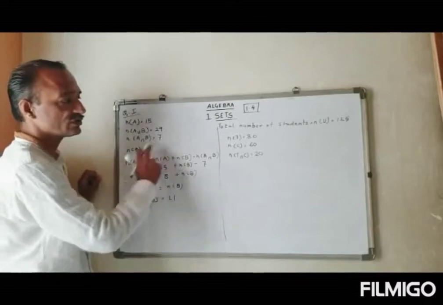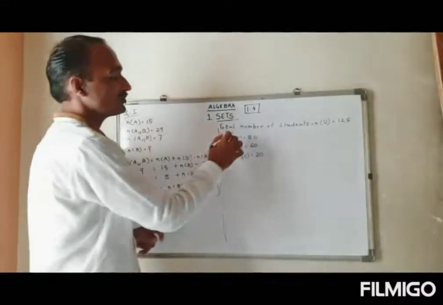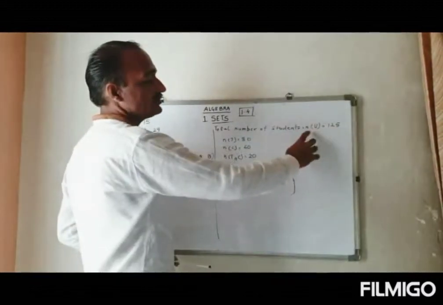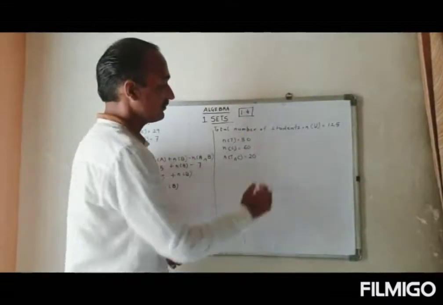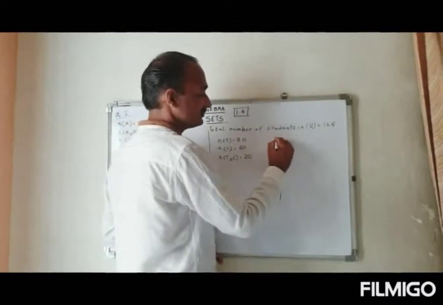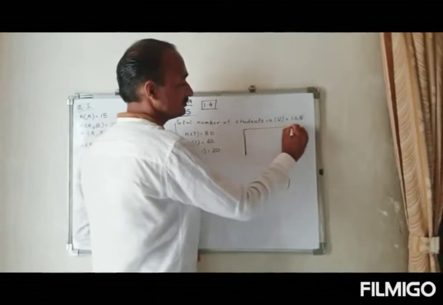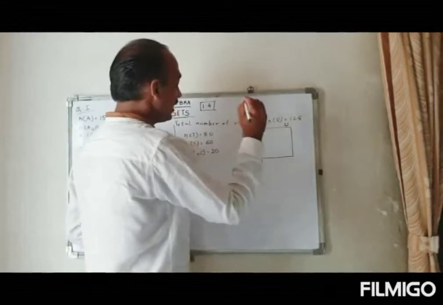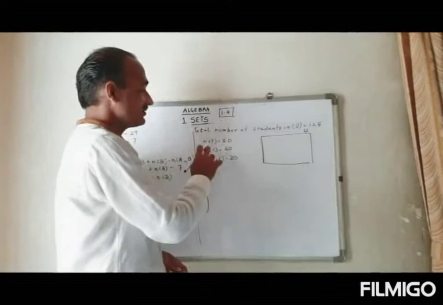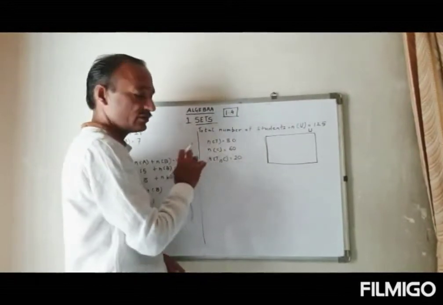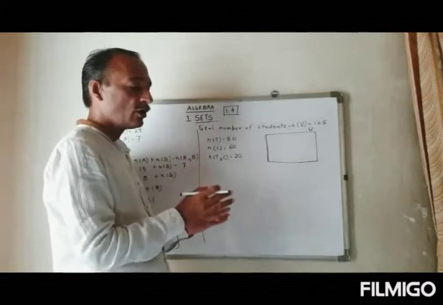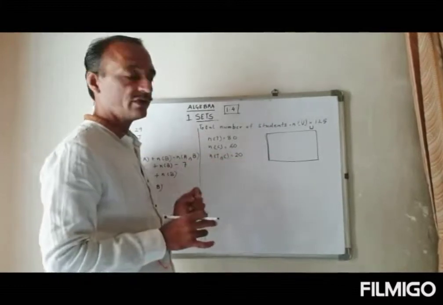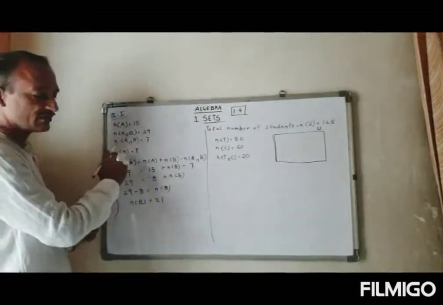The same formula will be used here, but the numbers are different in question number 2. The total number of students in the hostel is 125. So we'll call it the universal set. This is your universal set. Total 125 students. Out of this, 80 students drink tea, 60 students drink coffee, and the intersection, that is common, are those who drink tea and coffee as well. So 20 students.